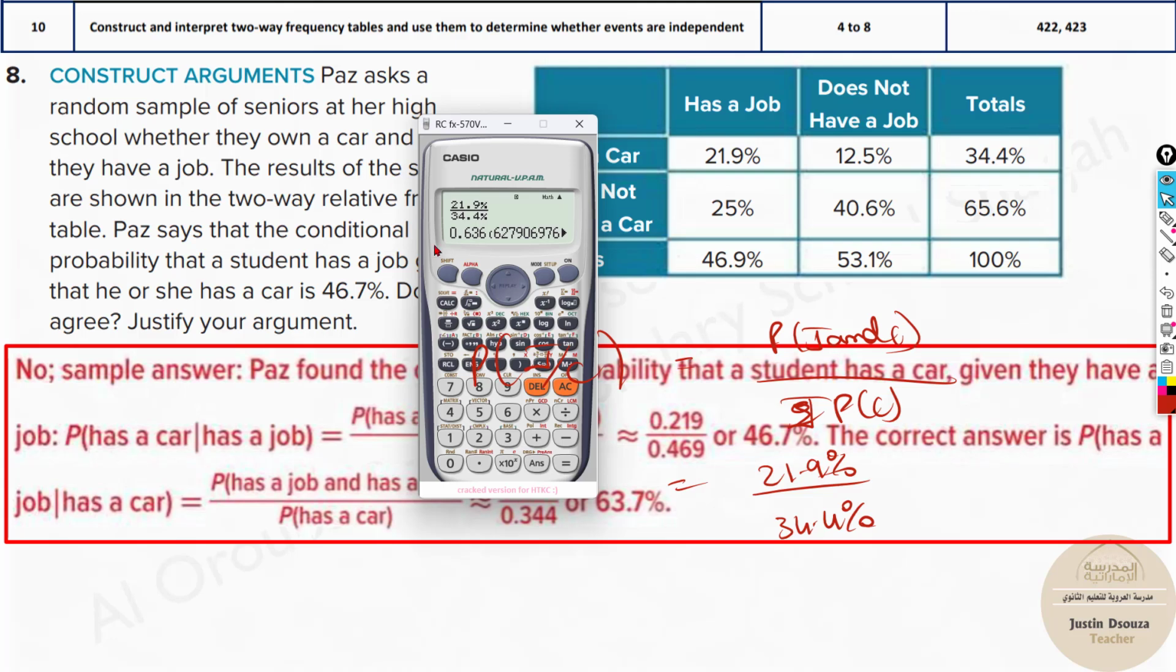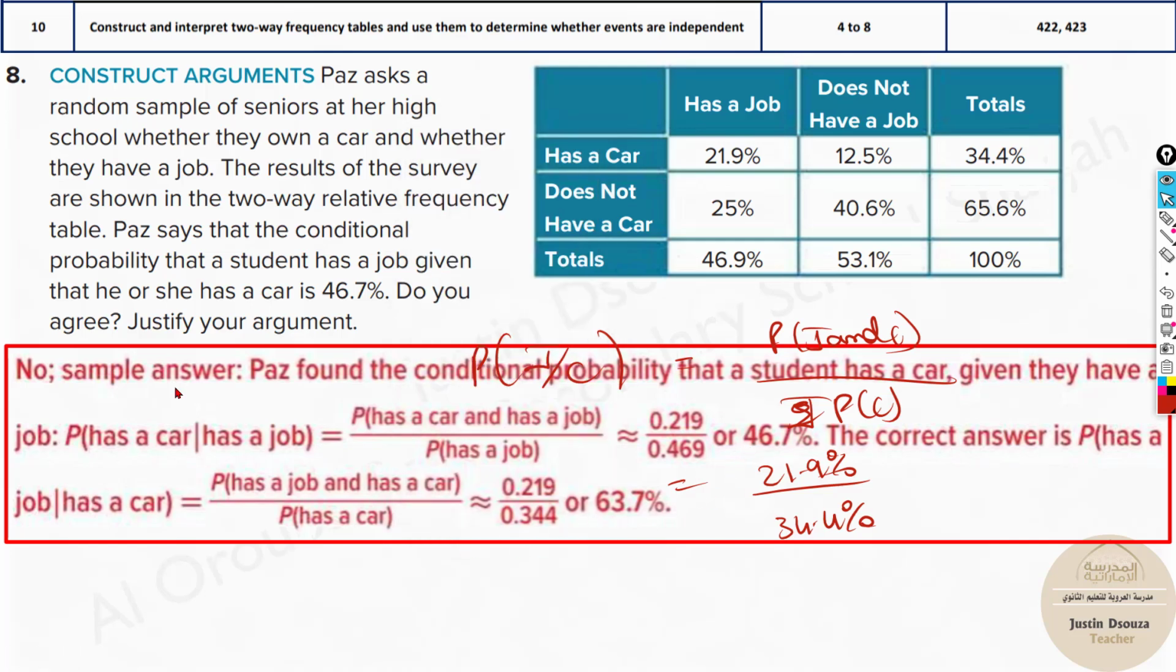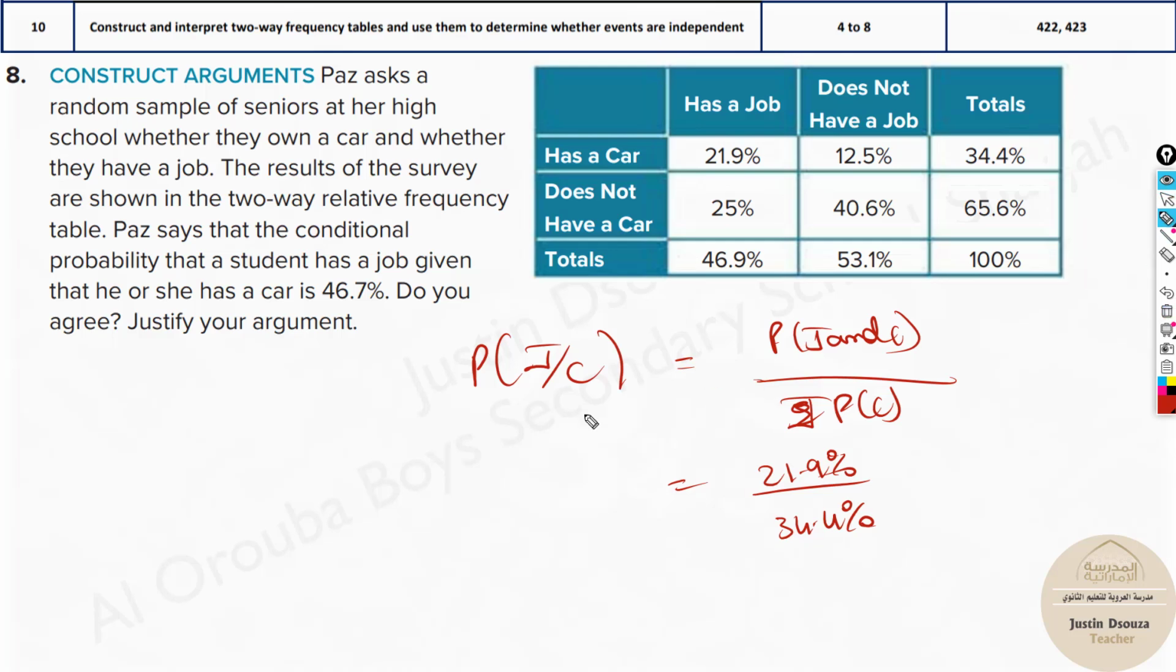It's wrong over here. You can see 63.66, it's 63.7%. You can see over here she has taken the probability of C given J. That means has a car given that the student already has a job. So that is the mistake. We will just do this as well. If you take the probability of C given J, that is the probability of J and C, or C and J, it's the same thing, divided by, sorry, this is not C, it should be the probability of J.